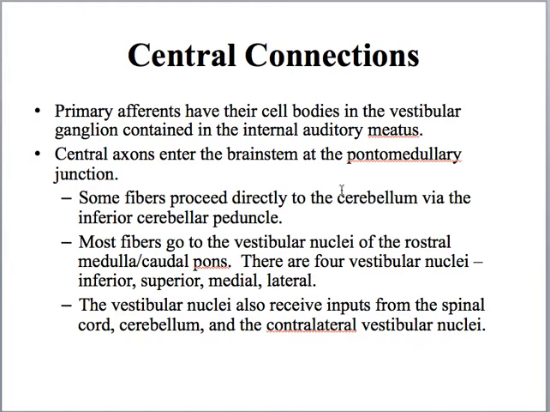But most of these neurons coming from the vestibular ganglia are going to synapse onto vestibular nuclei that are going to be found within the rostral medulla and caudal part of the pons. There are 4 vestibular nuclei: an inferior, superior, medial, and lateral. I just want you to be aware of these different nuclei, not necessarily where they're going to project to. The vestibular nuclei receive inputs from the spinal cord, as well as cerebellum, as well as the contralateral vestibular nuclei.